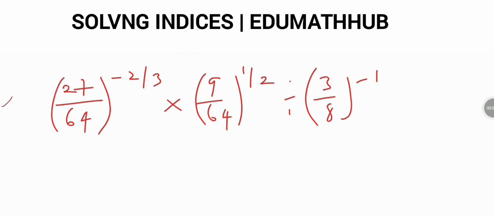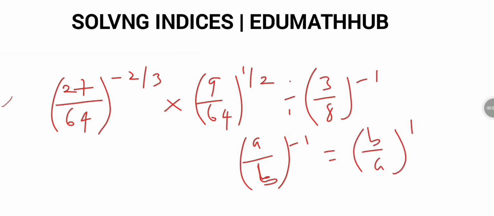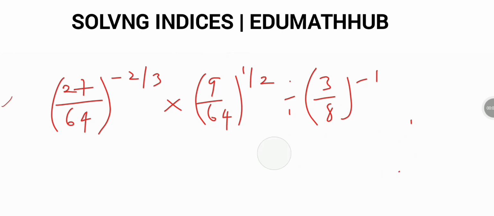There's a law in indices that says when you have a over b raised to a negative power, it is the same thing as b over a raised to a positive power. So all you have to do is just swap it upside down, then the negative power will disappear. So all you're going to have is the positive power. So let's quickly apply that here. It will look like this.